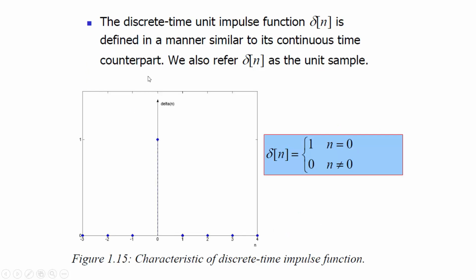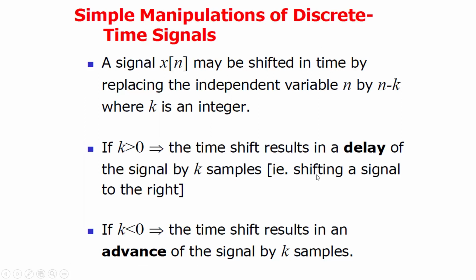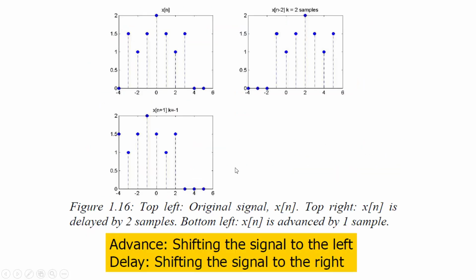This is the discrete time impulse function. Delta n is equal to 1 for n equal to 0 and 0 for n not equal to 0. Now, various signal manipulations of discrete time signals can be done. For example, if a signal is delayed by k, which is an integer, and k is greater than 0, the time shift results in a delay of the signal by k samples. But if k is less than 0, the time shift results in an advance of the signal by k samples.